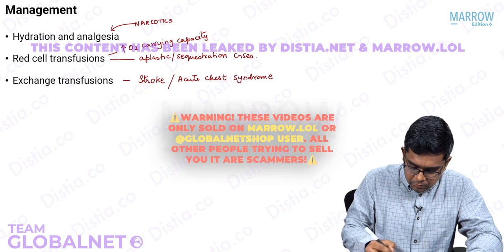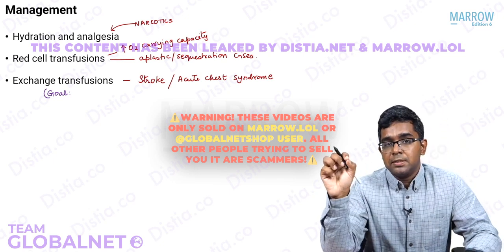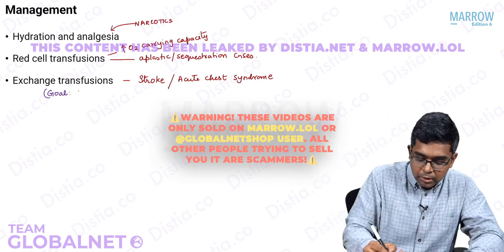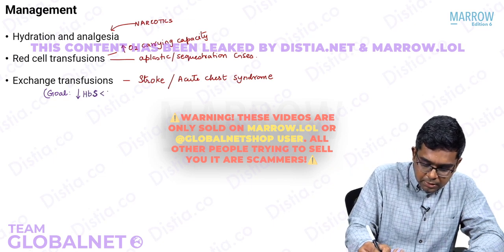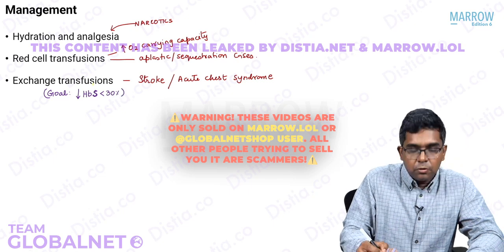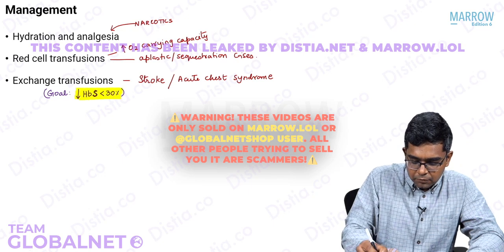And there can be a question, what is the goal of exchange transfusion? When you replace the patient's red cell with the fresh red cell, you are decreasing the concentration of HbS, right? So the goal is to decrease the HbS to less than 30%. Don't forget, this is the goal in case of exchange transfusion.